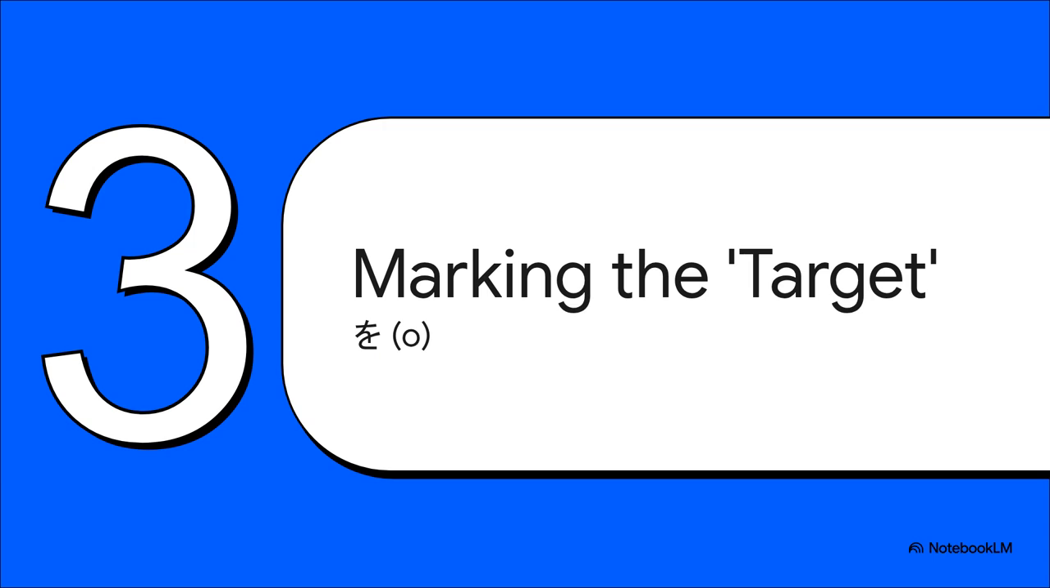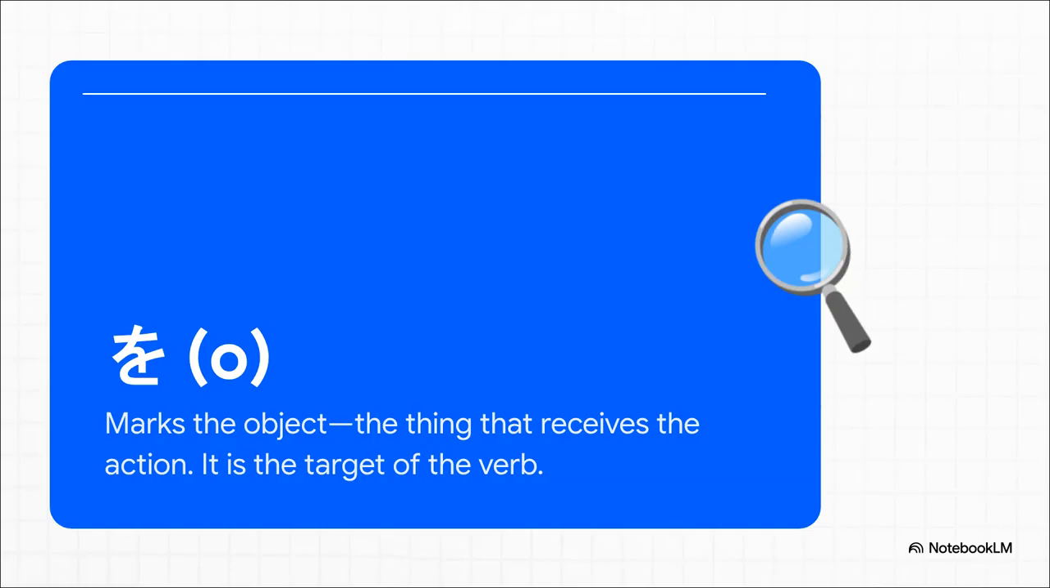This is wo. And just like our first particle, this one has a special pronunciation. It's written as wo, but when it's being a particle, you just say, oh, simple as that. And its job? To mark the target. So o is the object marker. It always follows the noun that is getting the action from the verb. So if the verb is to eat, o points to the thing that's being eaten. It literally marks the target of that verb's action.